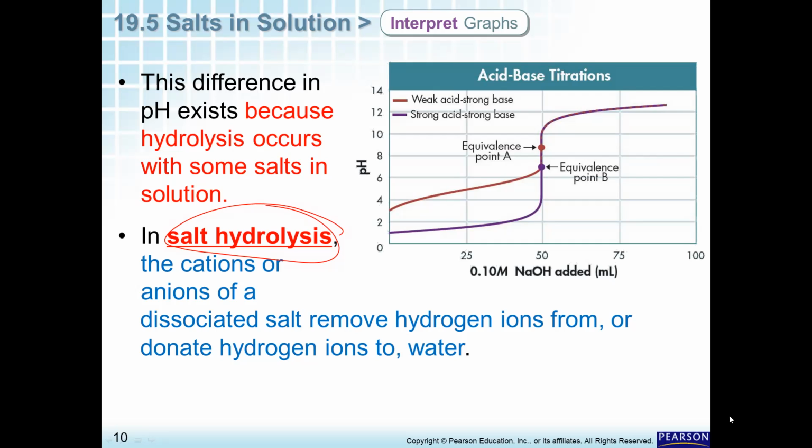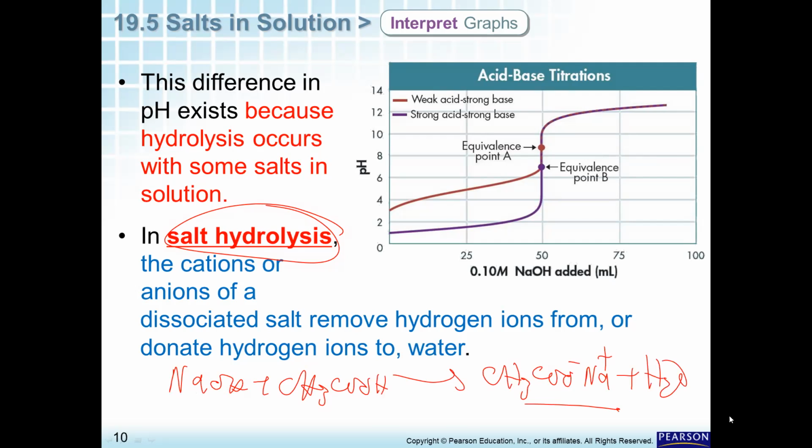What does that mean? Let's write the equation again. So we have sodium hydroxide reacting with a weak acid, CH3COOH, to produce sodium ethanoate, CH3COO minus Na plus, and water. Right? So that is a salt and water. Now take a look at this salt. According to the definition of salt hydrolysis, it says that the cations or the anions of the dissociated salt.